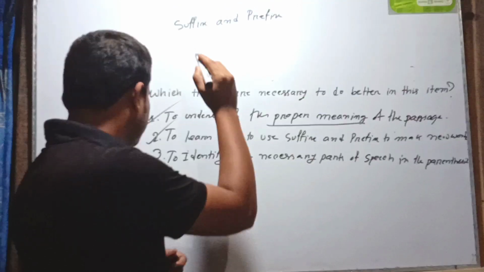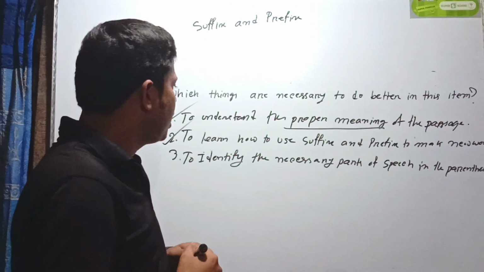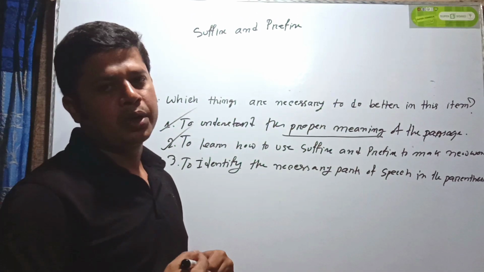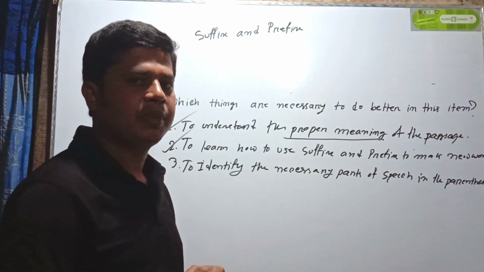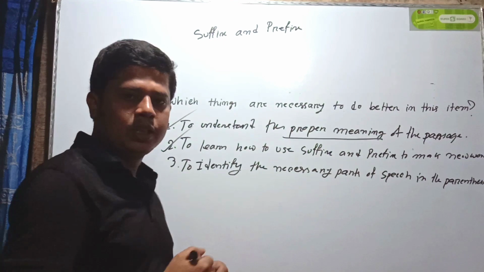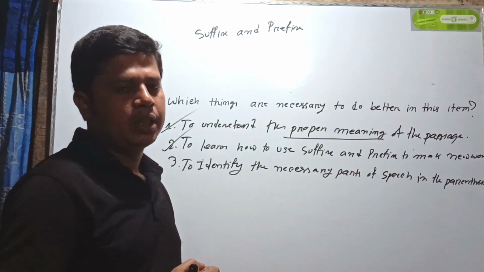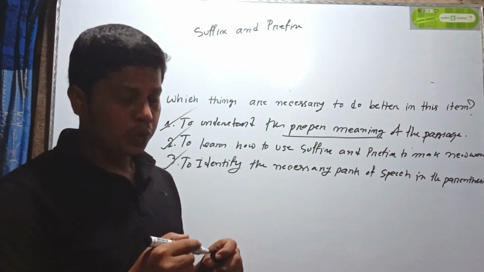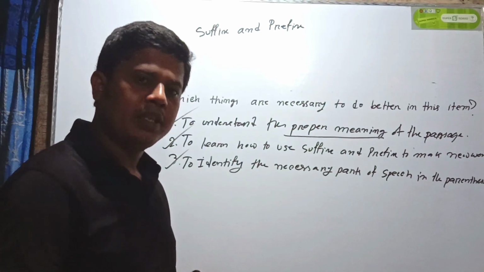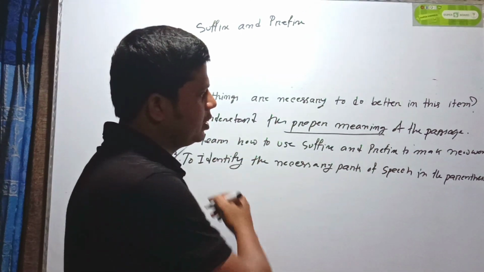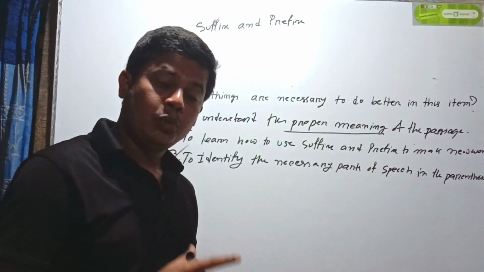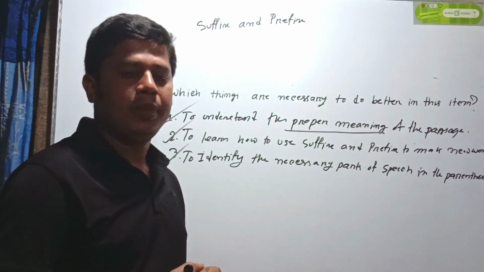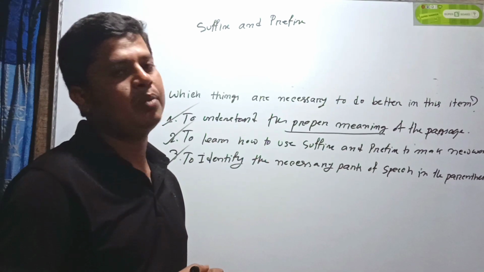Now I will discuss point 2, to learn how to use suffix and prefix to make new words. Dear students, I have already shown you some uses of suffix and prefix. Now I will not discuss this point. We will discuss it next class. Number 3 is most important: to identify the necessary parts of speech in the parentheses. If you can do this, that means you have achieved 50% of success.